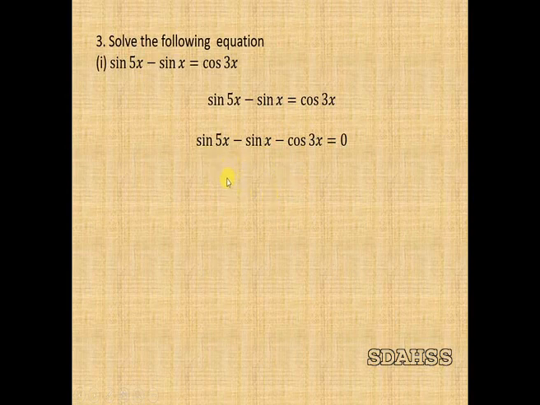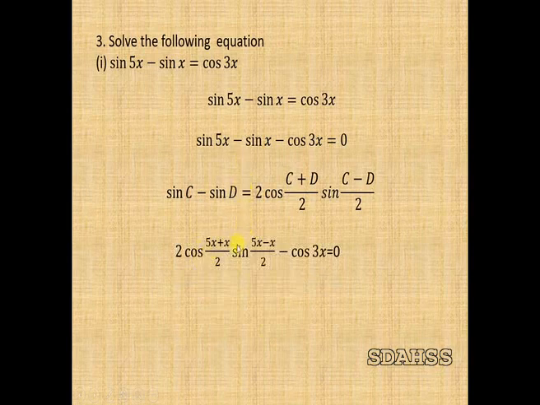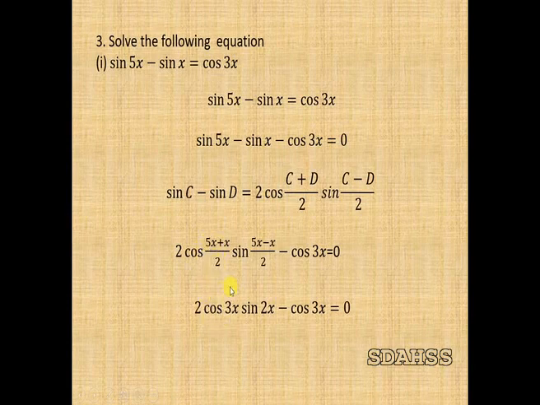The first two terms are in the form of sin c minus sin d. We know that sin c minus sin d equal to 2 cos c plus d by 2 into sin c minus d by 2. So in the first two terms, you make use of this formula. The first two terms we can write 2 cos 5x plus x divided by 2 into sin 5x minus x divided by 2 minus, keep the last term as it is, cos 3x is equal to 0. So this becomes 2 cos 6x by 2 means 3x, into sin 4x divided by 2 means 2x, minus cos 3x is equal to 0.